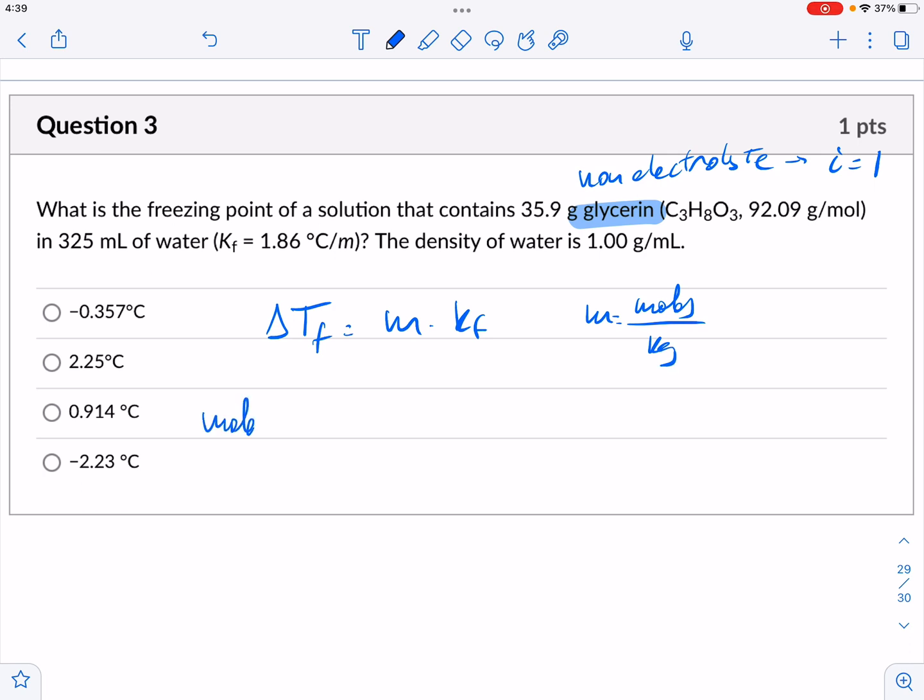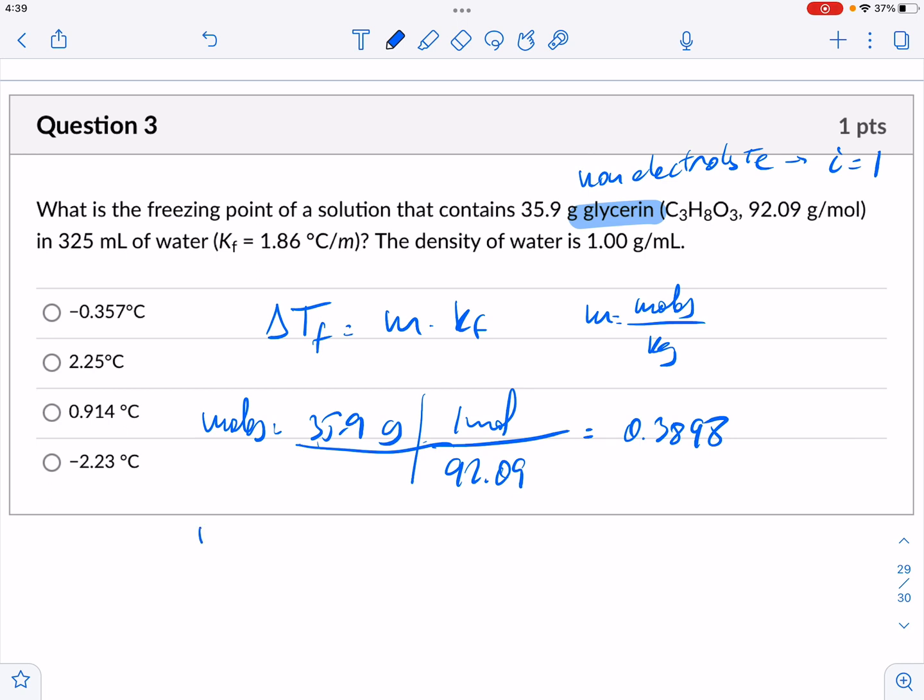All right, so for moles we have 35.9 grams divided by 92.09. So 35.9 divided by 92.09, this is 0.3898, and the molality will be, since you have 325 milliliters of water and you assume that the density is 1, then this is equal to 0.325 kilograms. Okay, so the molality is 0.3898 divided by 0.325, and this is pretty much 1.2, right? Let's use the decimals. 1.199.